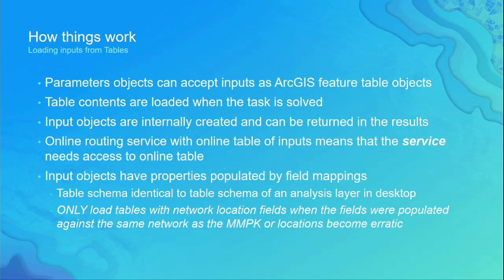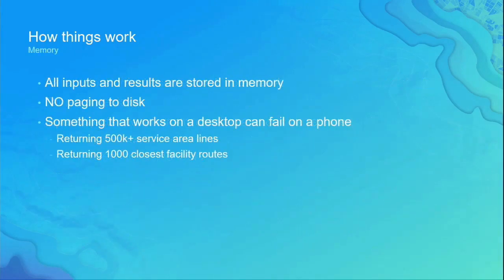And the final cautionary tale is that if you're loading data from tables and it has network location fields, you need to make sure those network location fields were calculated against the same data set as what you're solving against. Otherwise, they can locate in completely erratic places on the network. Although, in runtime for the local tasks, if the places that are erratic in the network don't exist, we'll fall back to the geometry and relocate them for you, because we're trying to help.